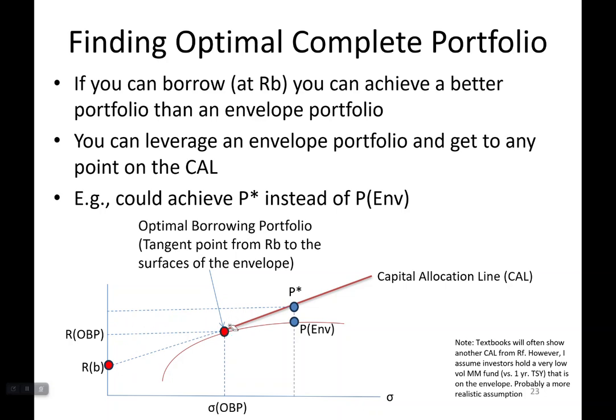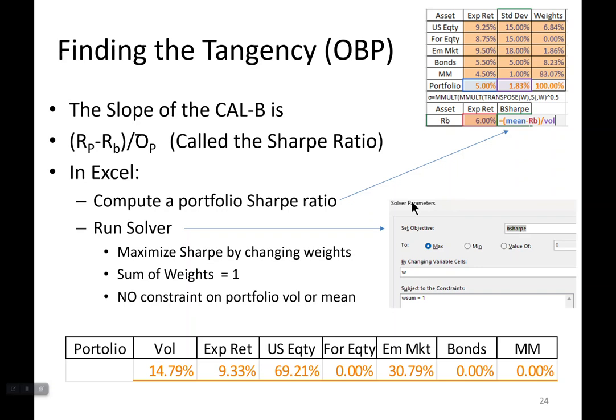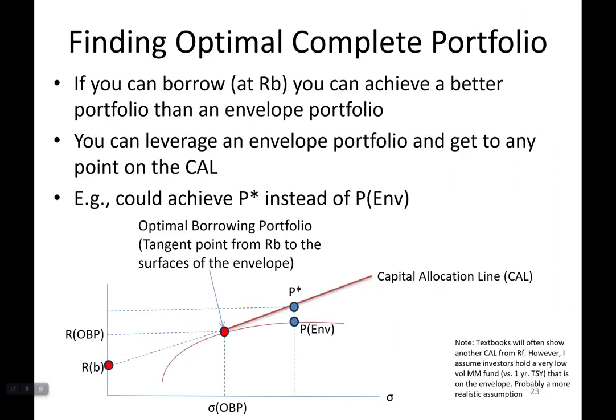So I could calculate that slope, also called the Sharpe ratio in finance, by calculating that rise over run, which would be the return on the portfolio minus the borrowing rate divided by the standard deviation of the portfolio. And graphically, if you're looking at this point here, this is the rise, this is the run. The run is the sigma of the portfolio. The rise is the difference between the return of the portfolio and the borrowing rate. So let's go to the spreadsheet, take a look, and we're going to run a solver to maximize that slope.